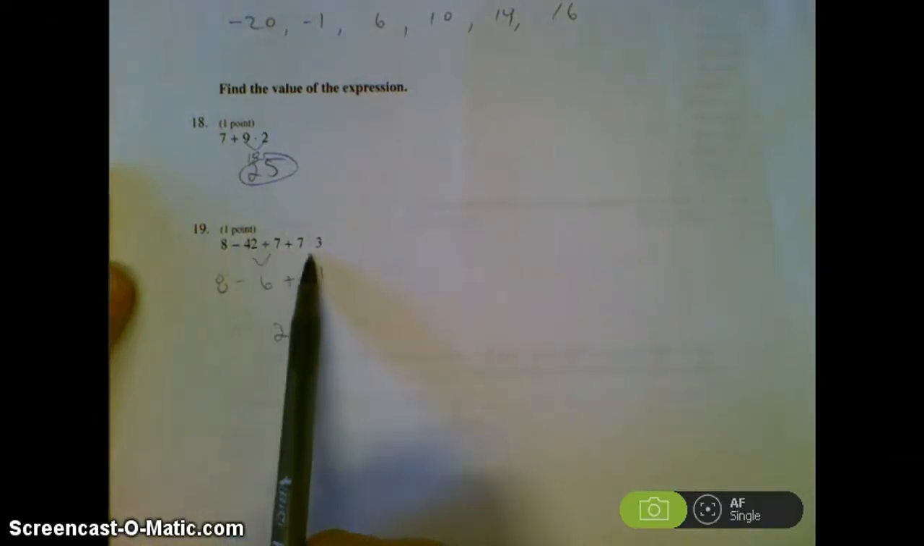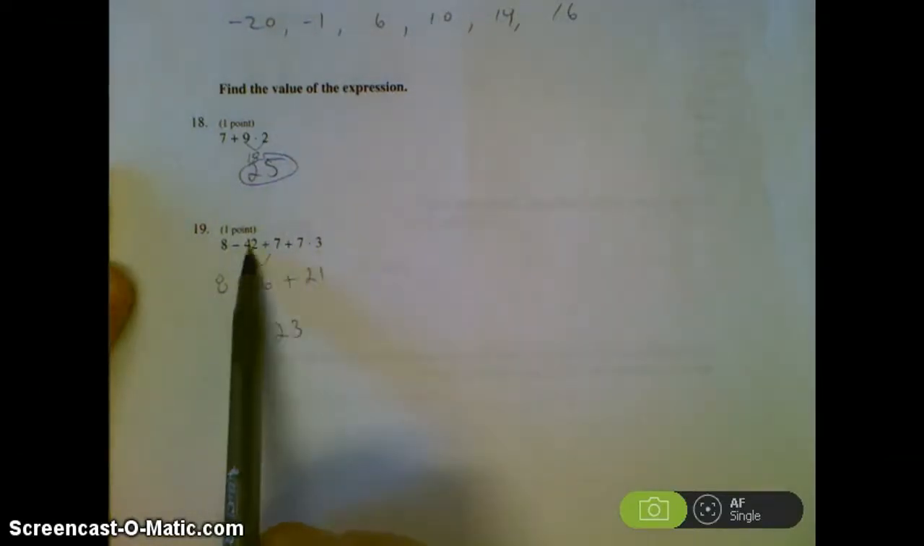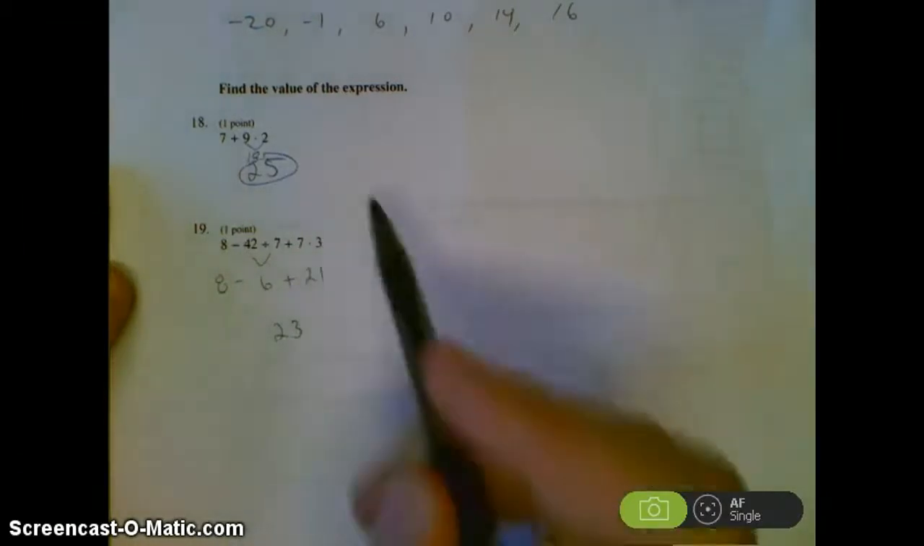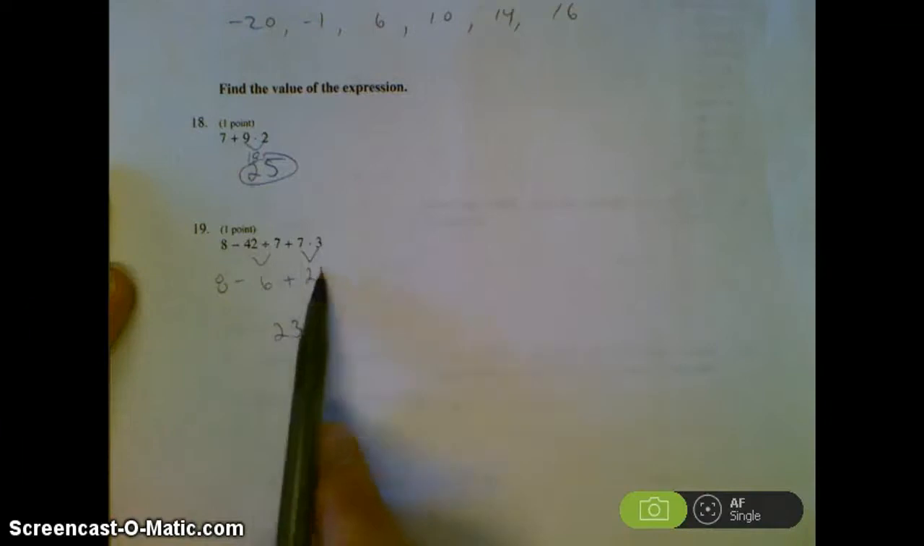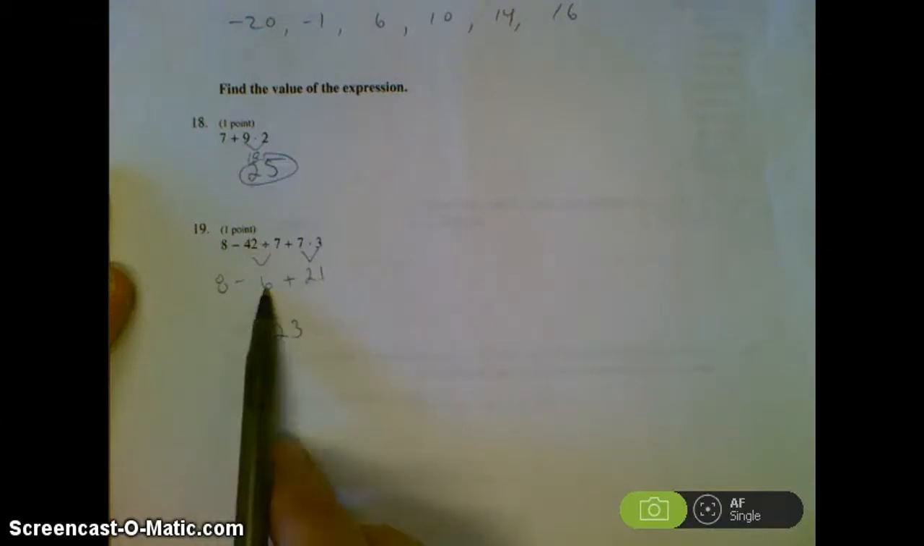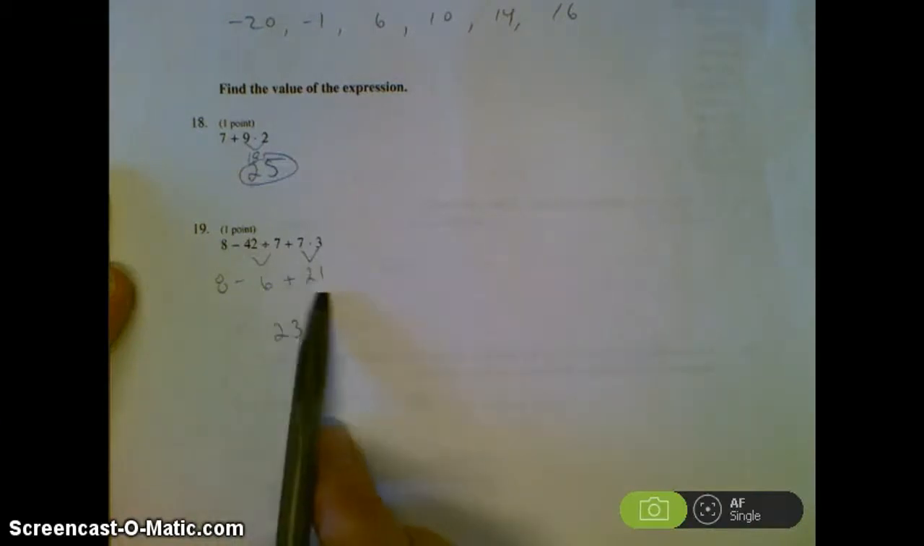For this problem, you needed to do your division and your multiplication first. So I could divide: 42 divided by 7 is 6. 7 times 3 is 21. So now I'm left with 8 minus 6 plus 21. So 8 minus 6 is 2. Plus 21 is 23.